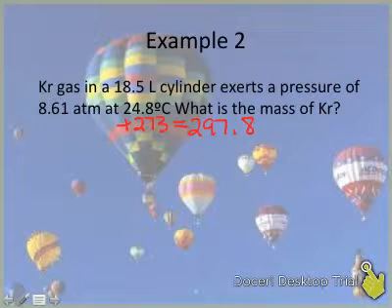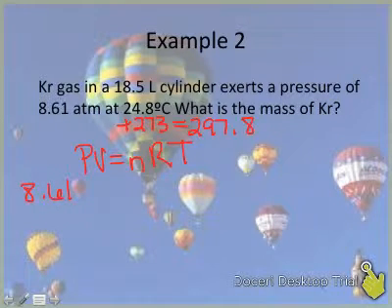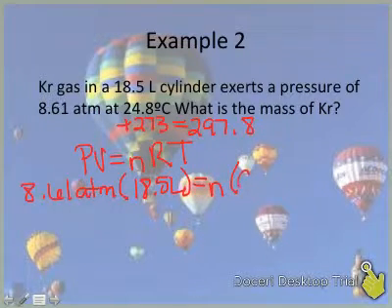Now I'm going to do the exact same thing. I like to just plug into a formula. If you like to list your variables, do whatever works for you. So PV equals nRT. We want to know mass. Is this a one-step process? What are we going to have to do first? We need to find moles, and then we can convert to mass using molar mass, right? So my pressure is 8.61 atmospheres. My volume is 18.5 liters. Set that equal to n. My R is the same as before, because we're in atmospheres and liters.